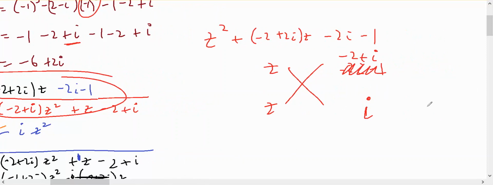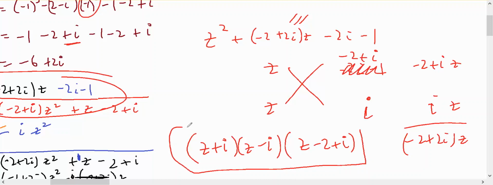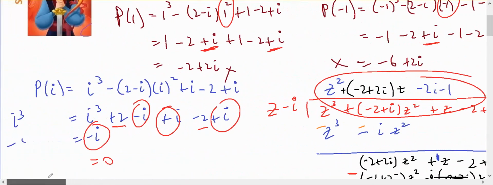So this times this is iz. This times this is minus 2 plus i z. Add them together, minus 2 plus 2i z's, which is exactly what I want, which gives me the factors of z plus i, z minus i, z minus 2 plus i. Okay, so that's how you do divisions using i's.